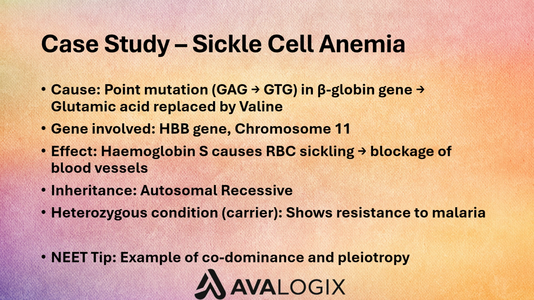NEET tip: remember the mutation, GAG to GTG on chromosome 11, and the condition is autosomal recessive. It's also a classical example of pleiotropy, where one mutation affects multiple systems, and codominance, because carriers show traits of both normal and mutant hemoglobin.